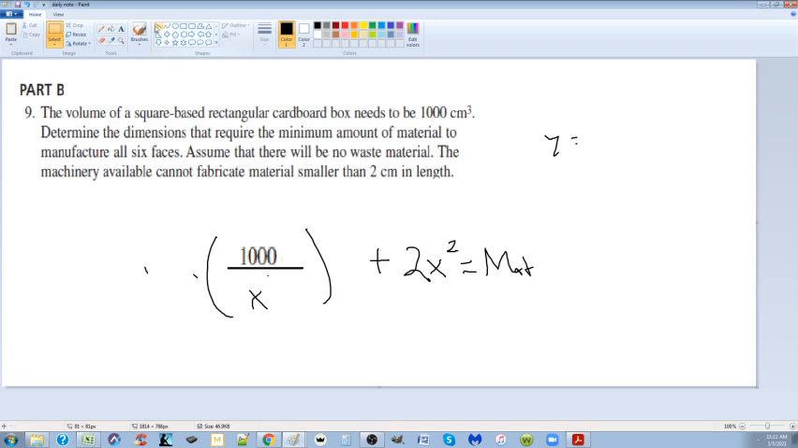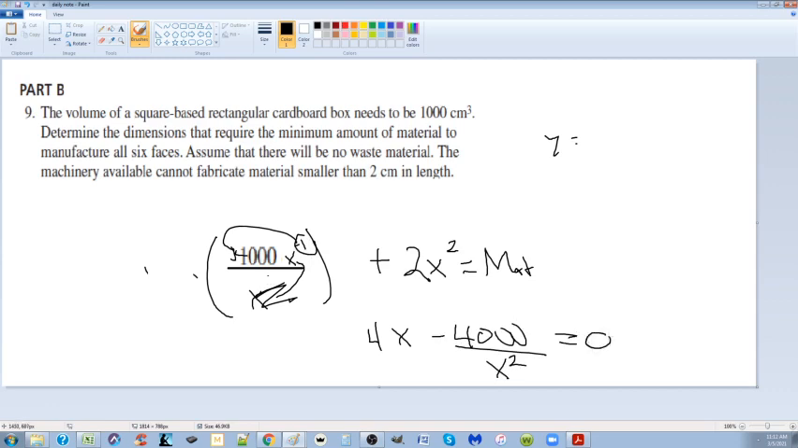This just becomes 4,000 plus 2x squared. So now I take the derivative. The derivative is going to be 4x, and this x comes up here to x minus 1. The minus 1 goes in front, and then it becomes x to the minus 2, which is the same as that. Now I set my derivative to 0, and I solve.